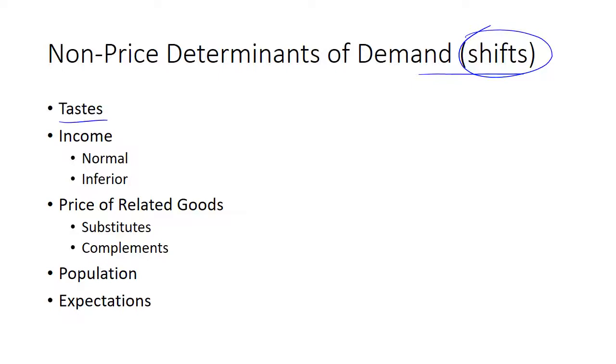Tastes and preferences are the most obvious one. And of course, if people are going to see an increase in tastes for a particular object, then we would expect to see that there's going to be an increase in demand for that object.